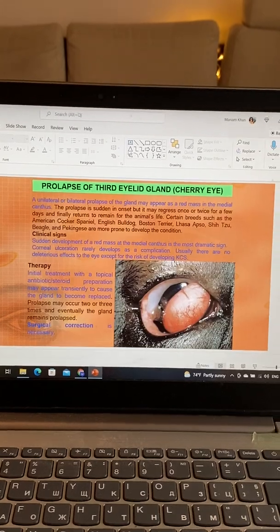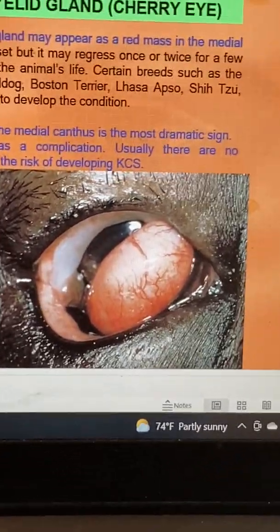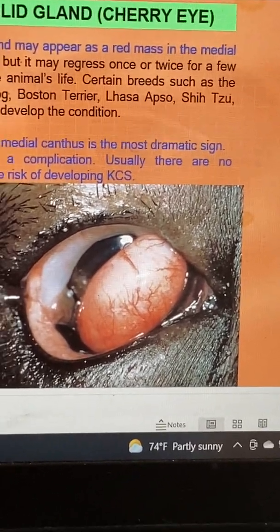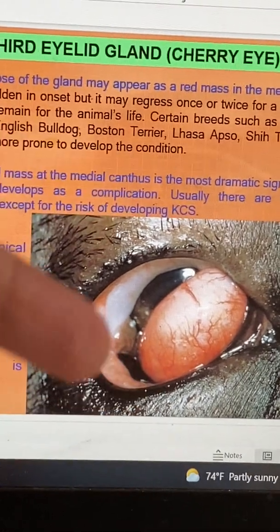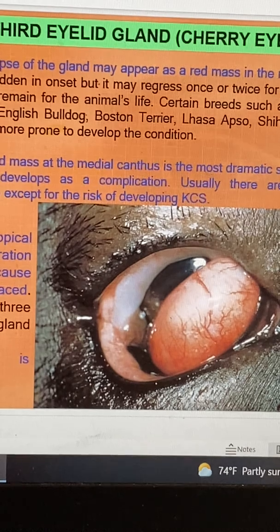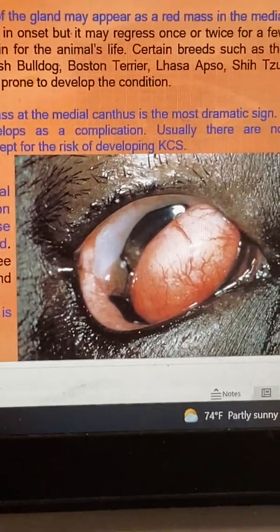Next I'm going to talk about cherry eye. So what is cherry eye? It's when the third eyelid has prolapsed in the medial canthus, and this leads to corneal ulceration. And you can see why. It rubs the cornea. So you have to operate using the pocket technique and use antibiotics. But we don't use steroids because it disrupts the healing process.